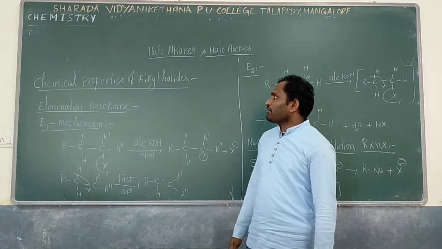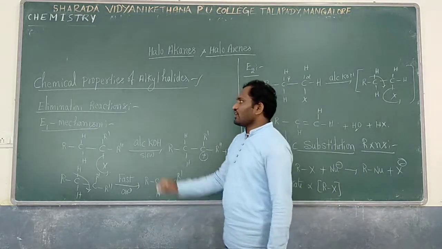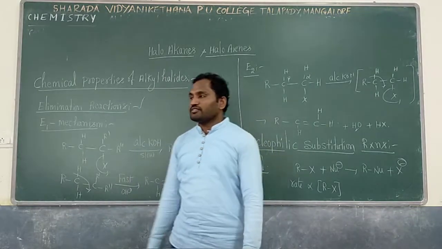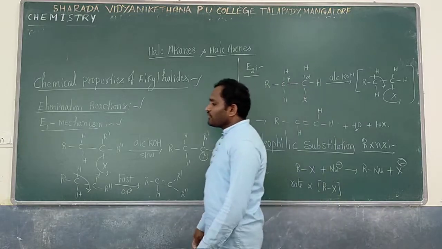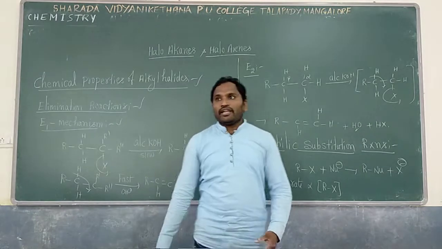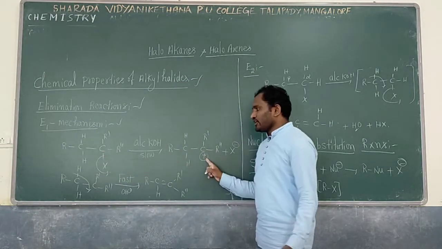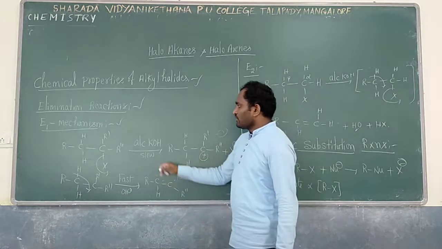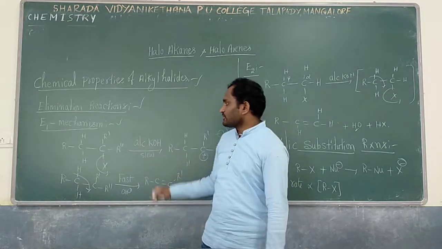Next topic, chemical properties of alkyl halides. In this, elimination reactions are also important. Elimination reactions follow two mechanisms. One is E1 mechanism, another one is E2 mechanism. In case of E1 mechanism, what happens? Like SN1 reaction, carbocation formation takes place. The leaving group leaves and forms carbocation. This is the first step, also the slow step. You know, the slow step is the rate determining step.